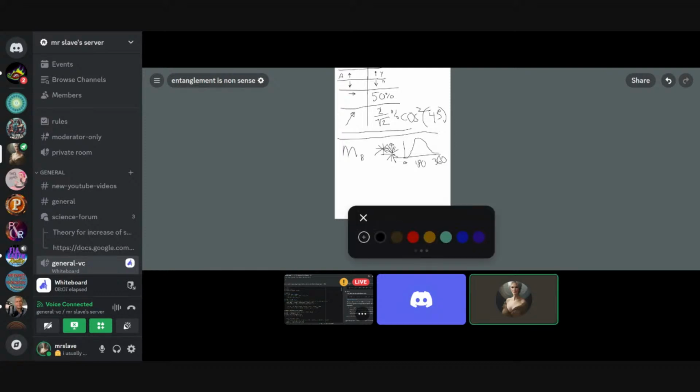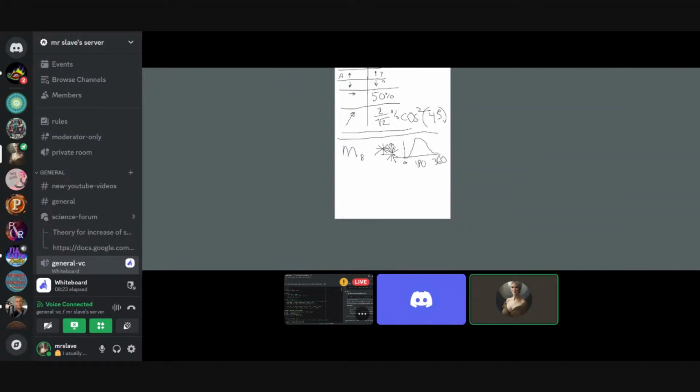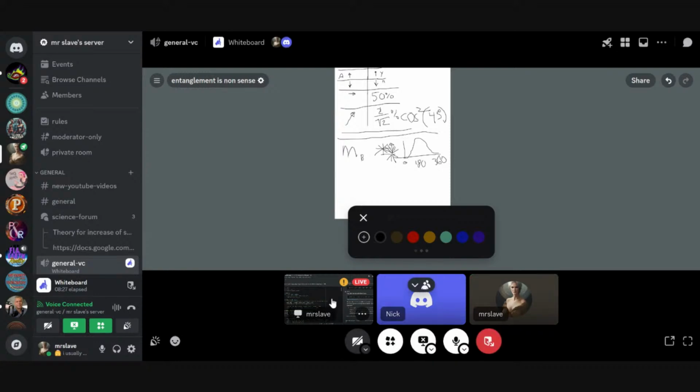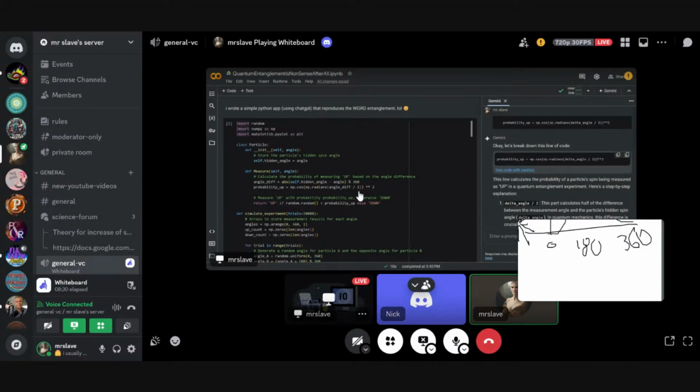And this is exactly the plot that they get in the lab with quantum entanglement. Without quantum entanglement, I get exactly the same result. If you look at the code, there's no quantum. I'm not sharing information between the two particles.